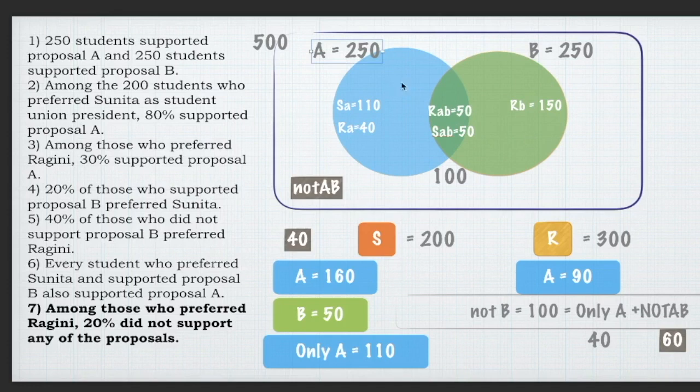Now if you work out the union for A and B, you will get 250 plus 250, which is 500, minus the common intersection area, assuming you know the basic set theory formula. 500 minus 100 is going to give you 400. That means overall 400 people are in the colored region. That means outside also you have another 100 people.